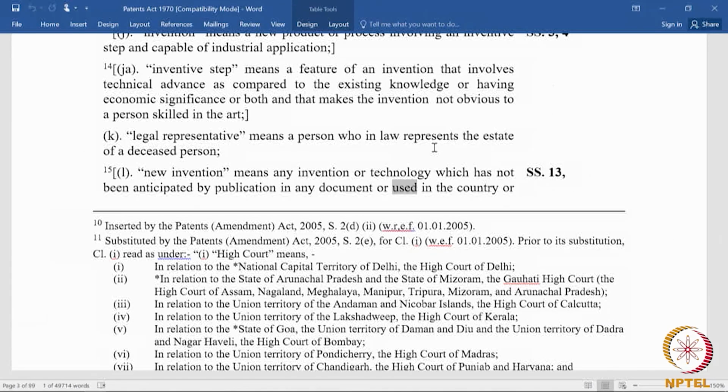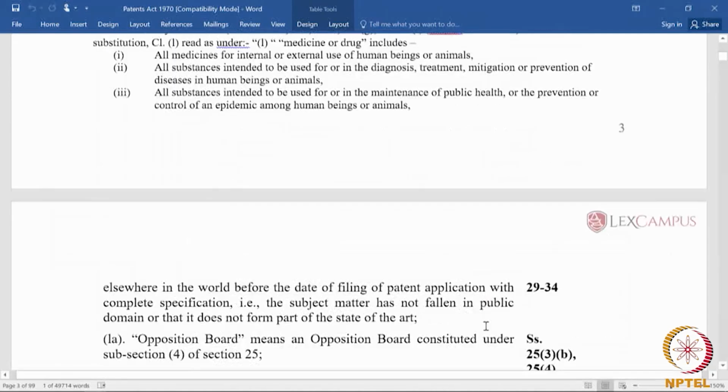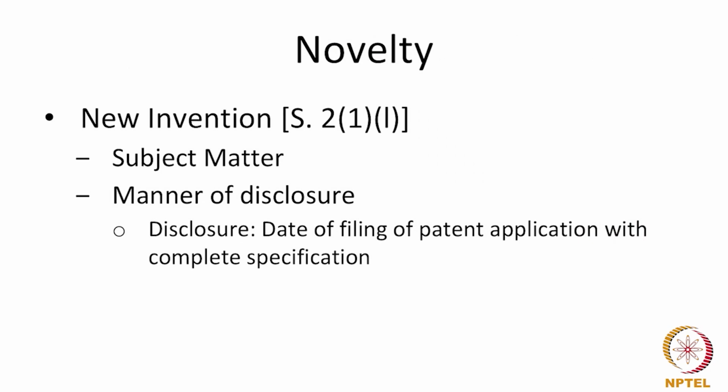Anticipation is the fact that it has been disclosed before. Now, when we talk about the fact that the disclosure has happened, there are two kinds of disclosure. So, the first key thing in understanding novelty is that it should pertain to an invention or a technology, that is a subject matter. Second, that it should be disclosed either by a document published in any document or by use, that is the manner of disclosure.